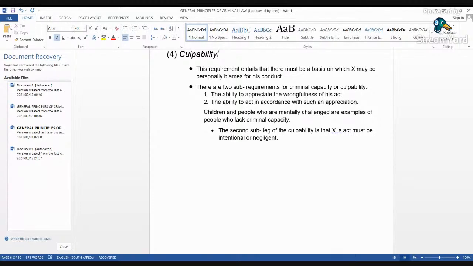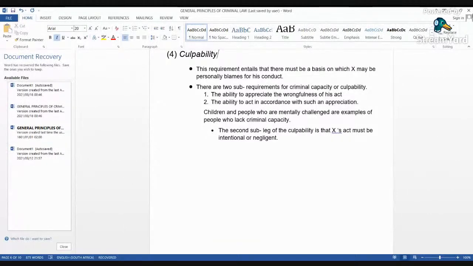So you find that children and people who are mentally challenged are examples of people who lack criminal capacity, because children are regarded as not having the intellectual maturity or appreciation of what they do. A child may just take a knife and stab someone. Maybe they have seen it somewhere, perhaps, or they are just curious. Because they lack that appreciation, they will not be held criminally culpable.